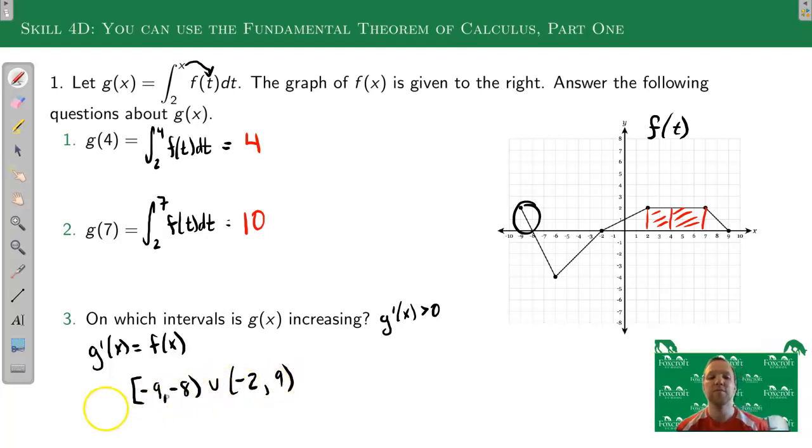And I'm not really picky about the curved or square bracket. I put a square bracket next to -9 because it's a solid dot, versus the other places it's 0, not positive. I'm not really too picky about that for right now, as long as you're recognizing that the derivative is the graph, and we're talking about the graph being positive for those x values.